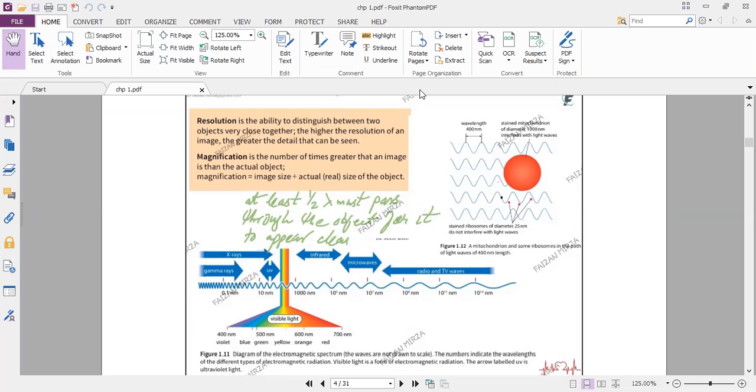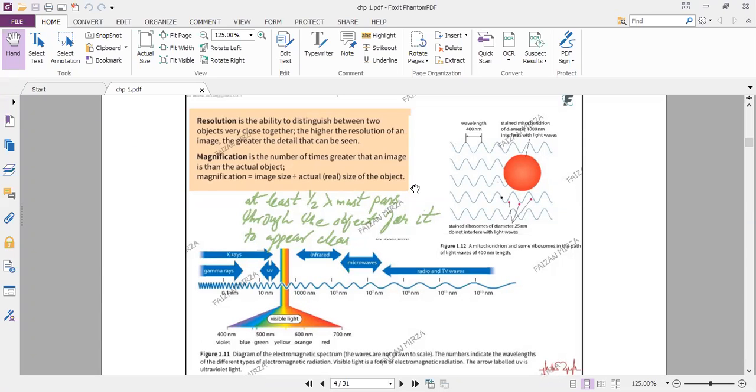And magnification, we have already discussed in your O level, its formula is image size divided by actual or real size of the object. To understand the concept of resolution, we go to the details of how wavelengths interfere with this resolution and clarity of the image. At least half of the wavelength must pass through the object for it to appear clearly.